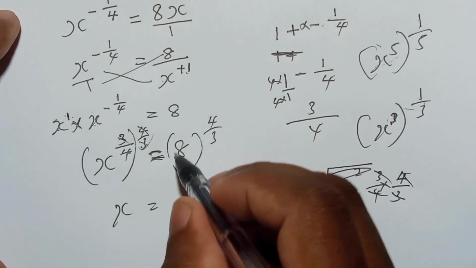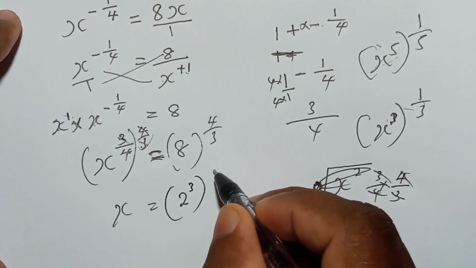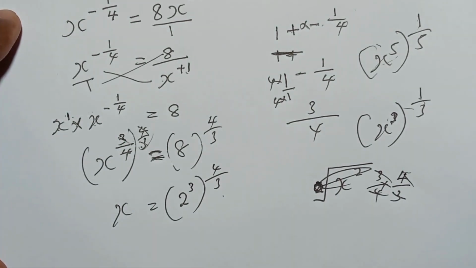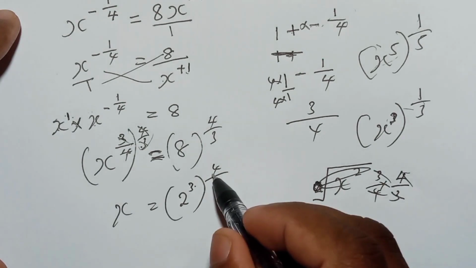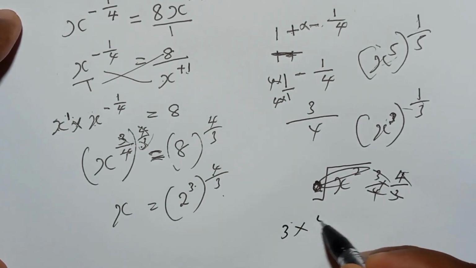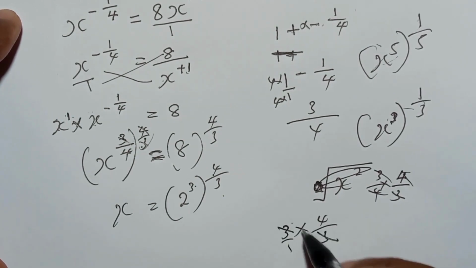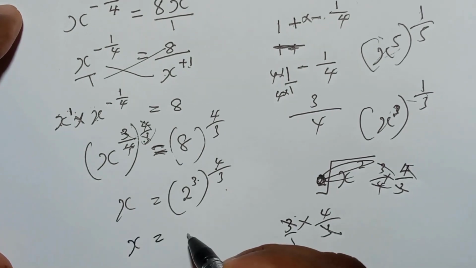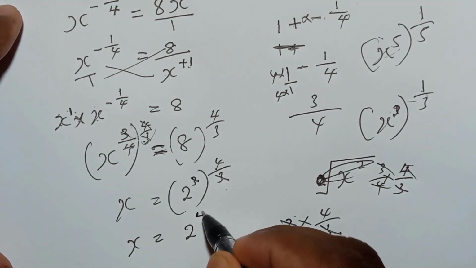Now 8 can be written as 2 to the power 3, right? And here 4 over 3. 8 means 2 into 2 into 2, 2 into 2 is 4, 4 into 2 is 8, right? So now this index multiplies with this index, that means 3 into 4 over 3. The 3 cuts with 3, here it will be just 4. So I can write x equal to 2 to the power 4.